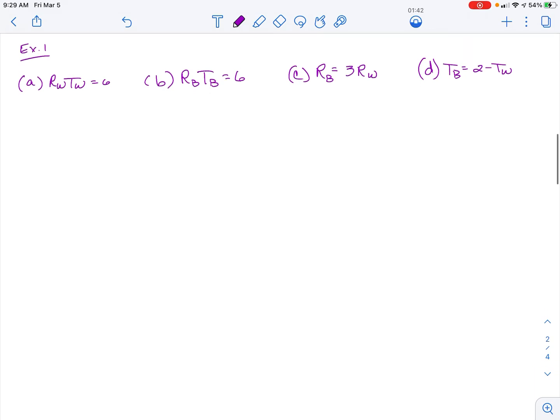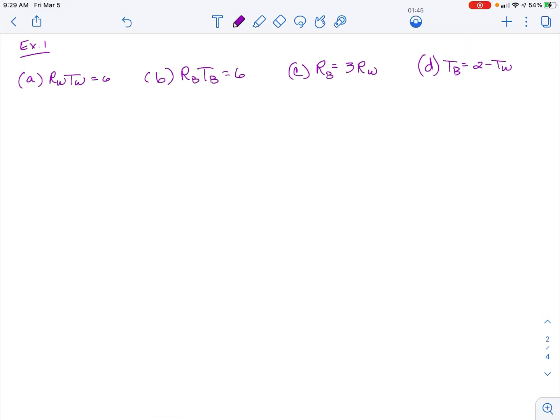So I'm going to move those up here just to get them out of the way because I won't need them until I solve, and then I'll go back up and fill them in one at a time as we solve. So let's look at all 4 of our equations here. I have rw times tw equals 6. I have rb times tb equals 6. I have rb equals 3 times rw. And finally, d says I have tb equals 2 minus tw.